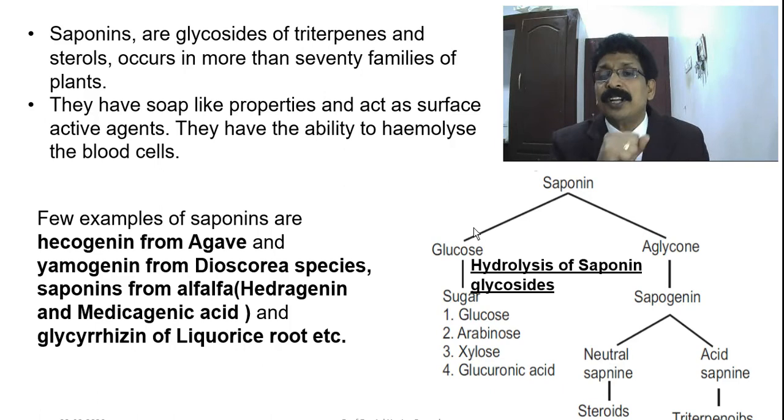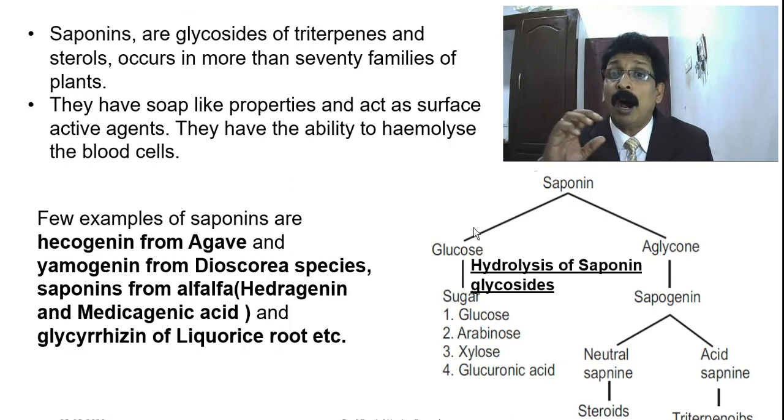So from this it is very clear for the student that saponin glycosides will have a complicated structure, along with a steroid and a triterpene base structure, with a glucose molecule or a carbohydrate moiety or a sugar moiety attached, as it is in glycosidal linkage.